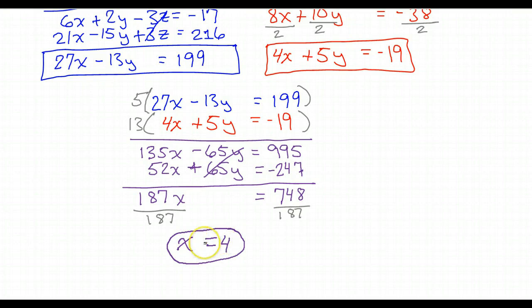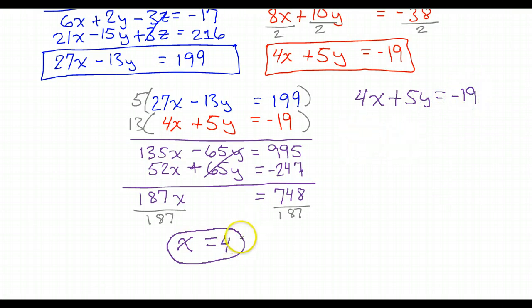Okay, that's the first one we found. We need to find the rest. Let's start by finding the y value that goes with this. We can take this x and plug it back into either one of these equations. I'm liking the red one a little bit better. So let's go with that option. Looking at the red equation, I'm just going to recopy it here in purple. So that's 4x plus 5y is equal to negative 19.